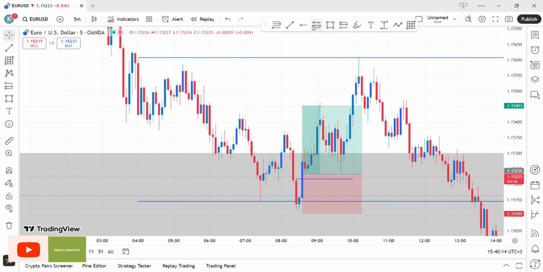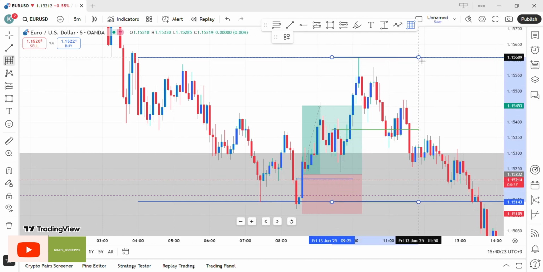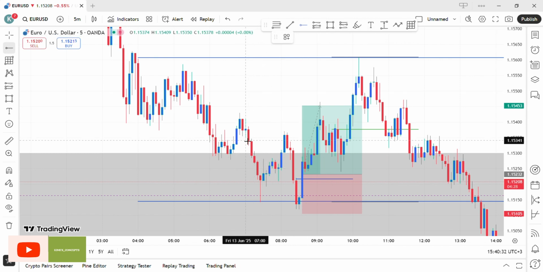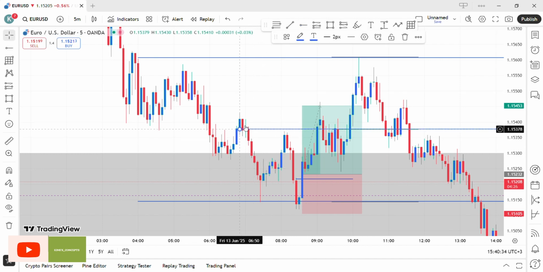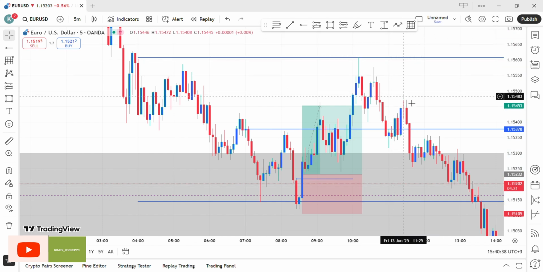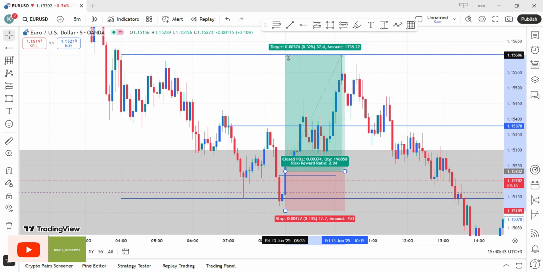So the 50% of that range comes from this point. 50% of that range is at this point over here. 50% is at that point. We take off our gun box. So you have your first take profit at this point, and then the full take profit at the CRT high. That is how you manage to trade CRT.